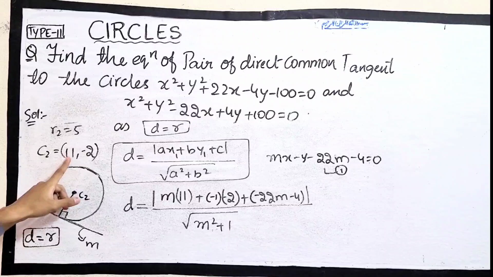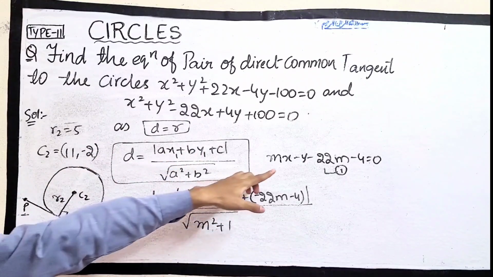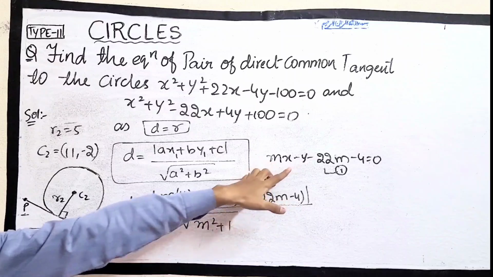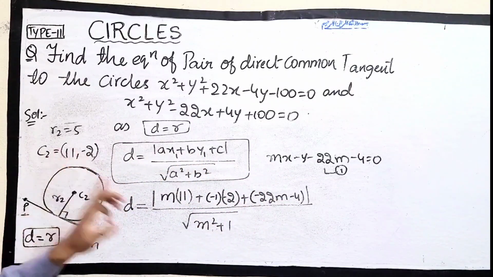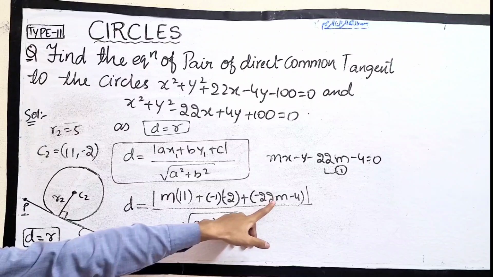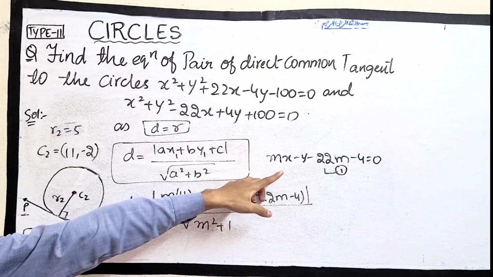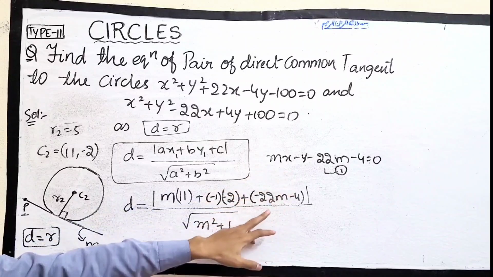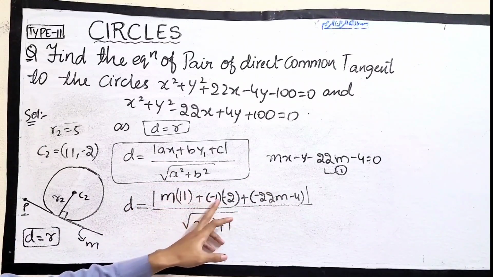So center 2 is (11, -2). So x1 is 11 and y1 is minus 2. What is b here? Coefficient of y. Coefficient of y is minus 1. Minus 1 into y1, and y1 is minus 2. Again, just simplify, and the c value will be from the equation. So the equation is minus 22m minus 4. So substitute the c value, and a square plus b square are the values which we have got already.